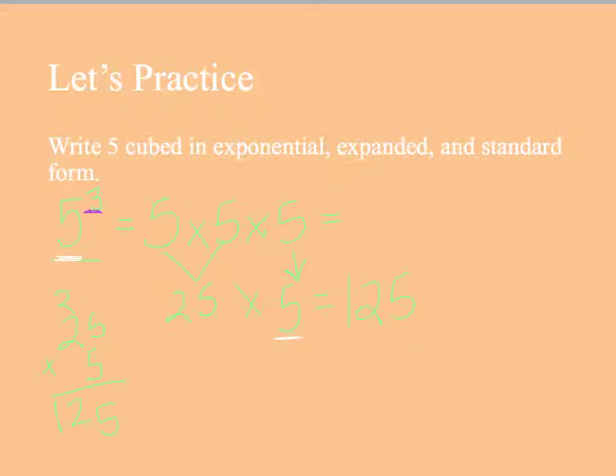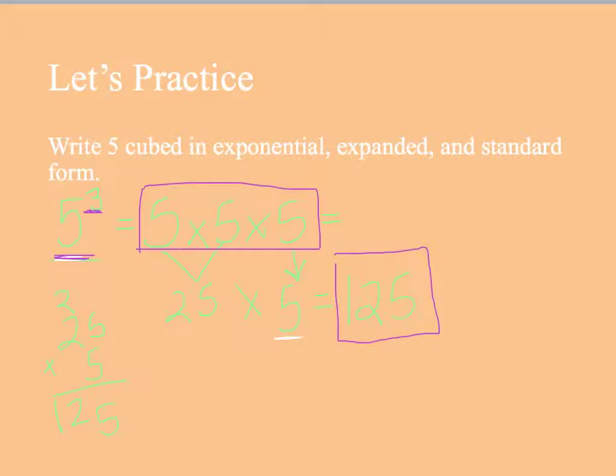So I have my exponential form up here. I have my expanded form right here. And my standard form for this problem is 125. It's very important that you remember what each of these terms mean. What does it mean when I ask for expanded form? What does it mean when I ask for exponential form? And what does it mean when I ask for standard form? These are very, very important terms to be familiar with when using exponents.